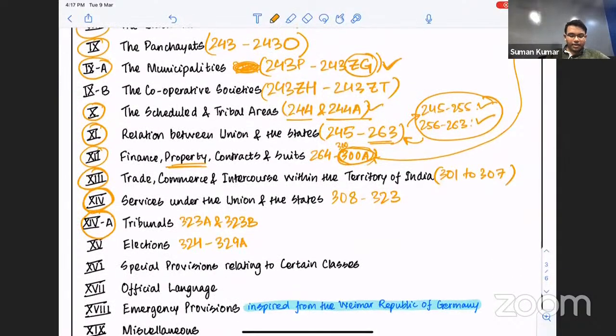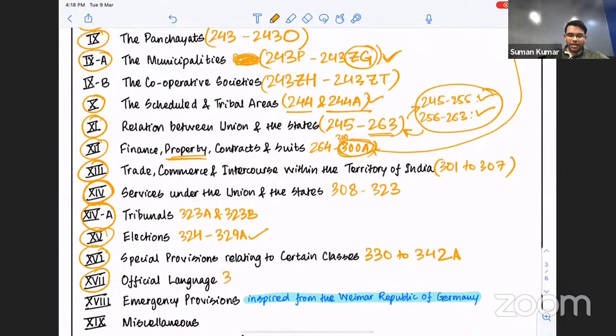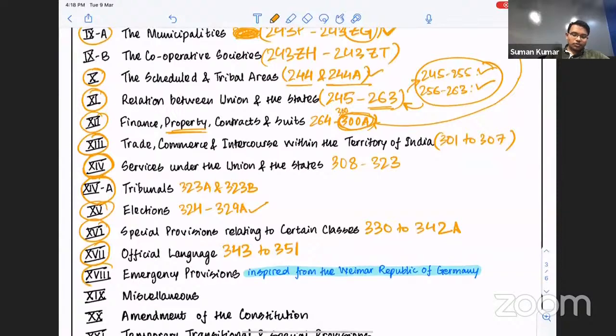Having understood till 329, which is part 15, part 16 is special provisions relating to certain classes. Till 329 you have elections, so it is 330, 332, 342, 342A. That is done. Then you have official language, which has to be 343 to 351. Why, sir? Because when you study a chapter which is extremely important, called emergency provisions, you will study that it is dealing with article 352 to 360. If that is going to 352, that's how you'll know that this has to end at 351.